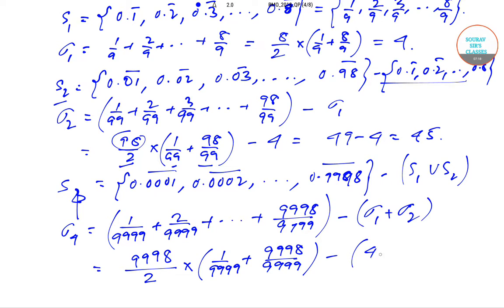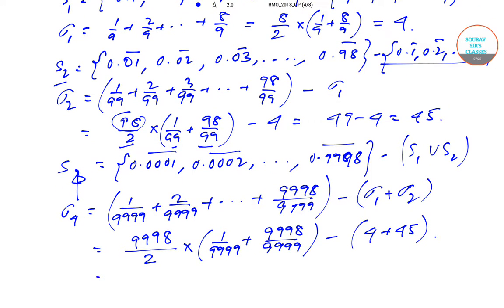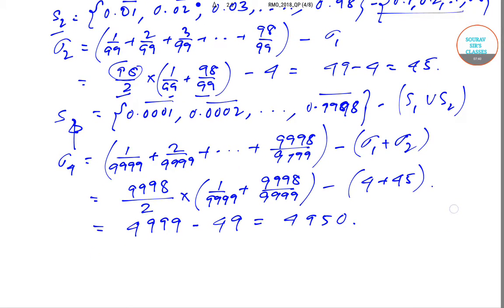minus sigma 1, which is equal to 4, sigma 2 is equal to 45. So now this will be giving us ultimately 4999 minus 49, so this will be equal to 4950. Okay, so sigma 4 is equal to 4950.